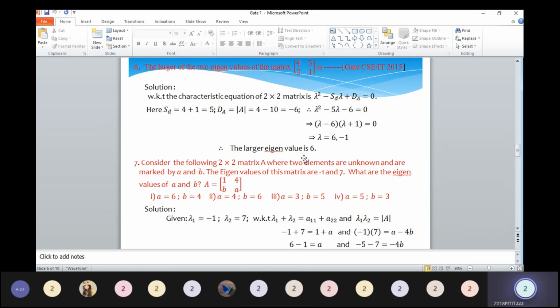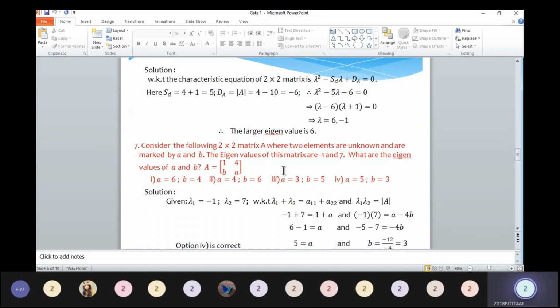Okay. Consider the following 2 by 2 matrix where two elements are unknown and are marked by a and b. The eigenvalues of this matrix are minus 1 and 7. What are the values of a and b? For the given matrix A equal to [1, 4; b, a]. The options are a equal to 6, b equal to 4, a equal to 4, b equal to 6.